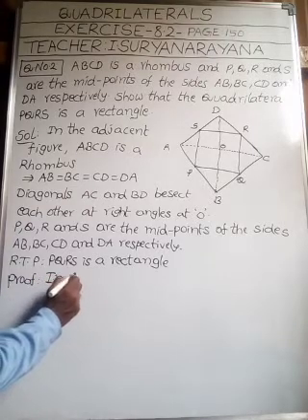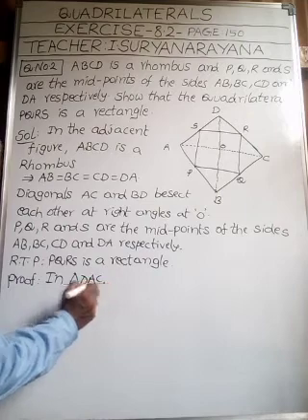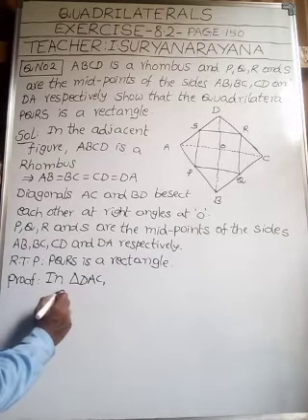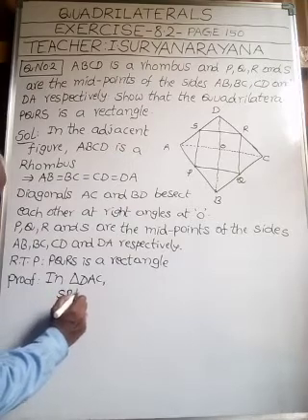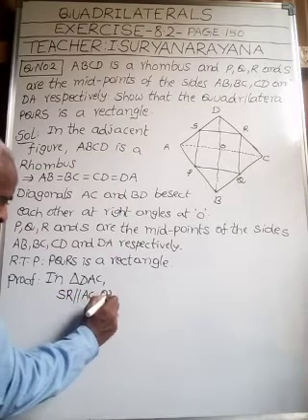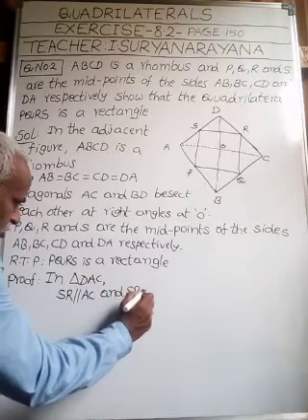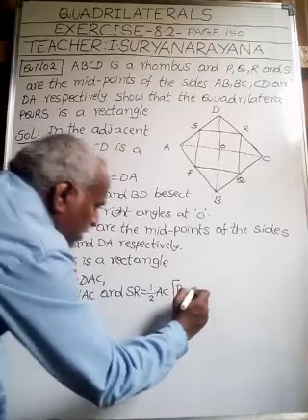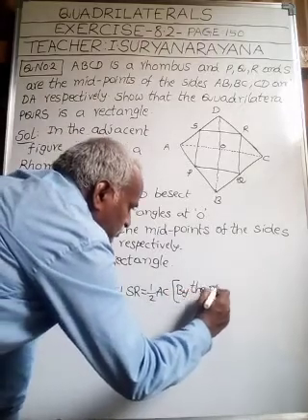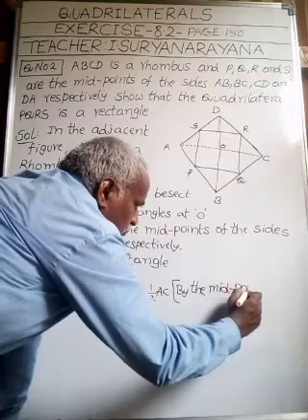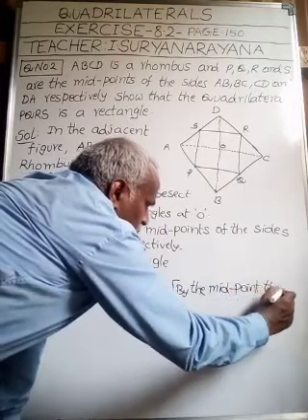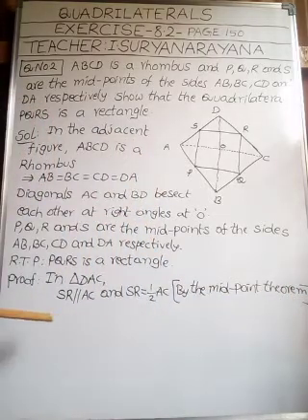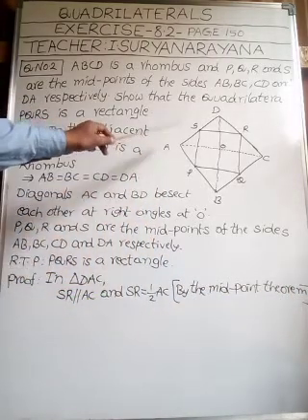So in triangle DAC, SR is parallel to AC and SR is equal to half of AC by the midpoint theorem. By the midpoint theorem, we wrote this step. Understood this step, my children?